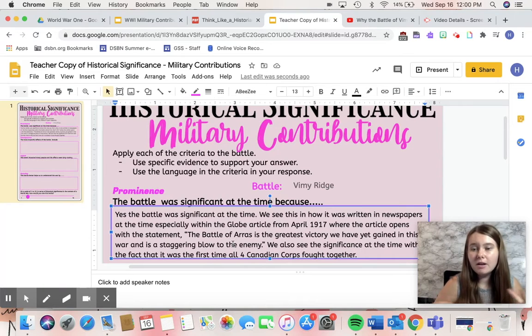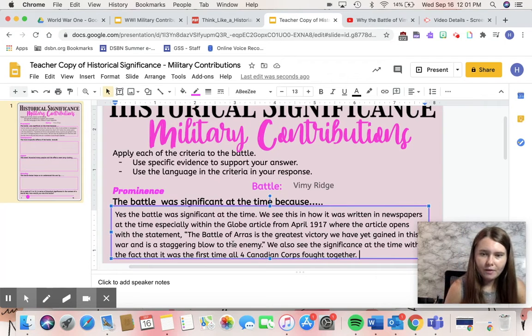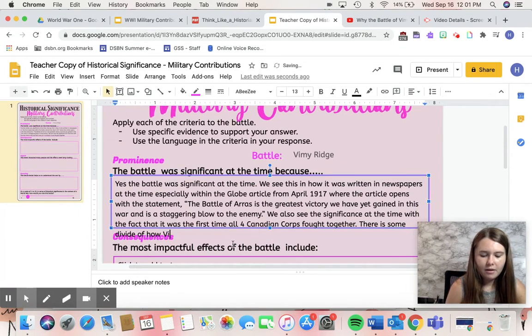So we're going to add in a little bit about the divide. So what I'm writing here, guys, definitely please put into your own copy of the Vimy Ridge historical significance. So open your own tab and you can copy exactly what I've said, or you can put it in your own words. Okay. So let's say, how do I want to put this? There is some divide of how Vimy was viewed at the time.